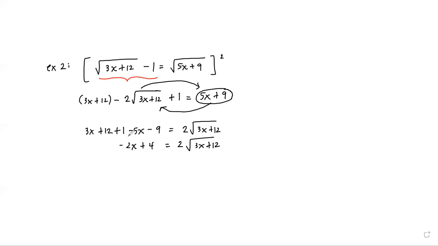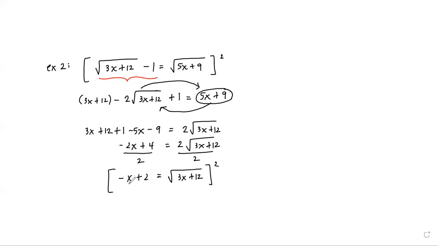Now, at this point, we see that we have negative 2, positive 4, and positive 2 as the coefficients. So we can actually divide both sides by positive 2. So we get negative x plus 2 is equal to simply the square root of 3x plus 12. So now observe that our equation is now an equation involving only a single radical. So which means to solve this equation, we shall square both sides.